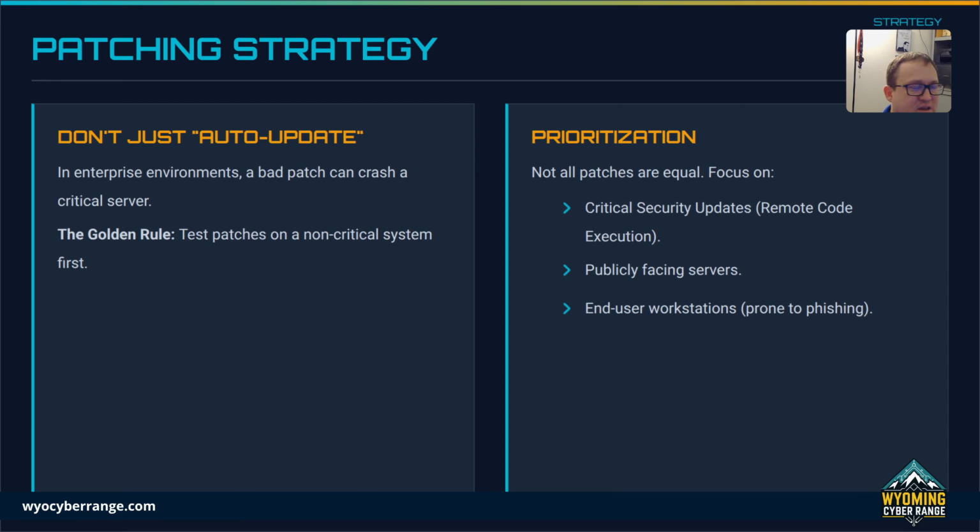You can't just click update all in a corporate environment. So please do not auto update blindly. A bad patch can crash a critical server or even stop production. So the golden rule is always to test your patches on non-critical systems first, because you can't fix everything at once. Focus on critical security updates like remote code execution and prioritize your public-facing servers and end-user workstations, which are most likely to be attacked.